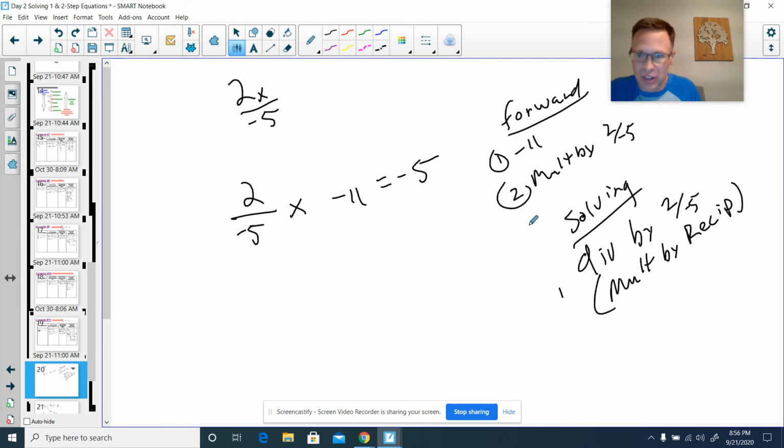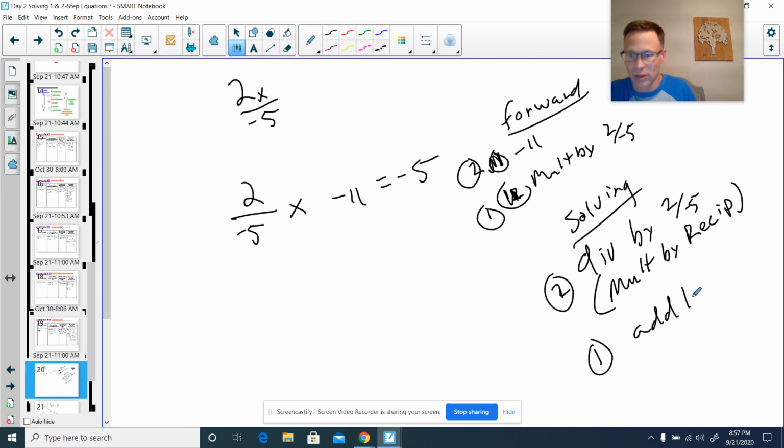I screwed up the solving steps here. This should be step 1, multiply by 2/5. This should be step 2. I got too excited in showing you this. My bad. So step 1 would be to multiply by 2/5, right? Step 2 in the forward steps would be to subtract 11. And then this would be the second solving step, and this would be the first solving step of adding 11.